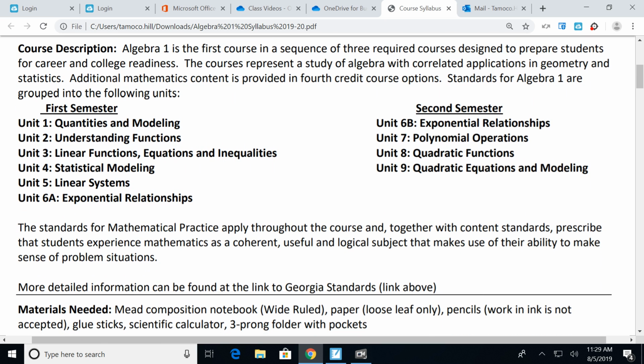All right? I tell you what we're covering this semester. So you've already had an opportunity to look through the book. You did that on Friday. So we were in Unit 1, which was quantities and modeling.